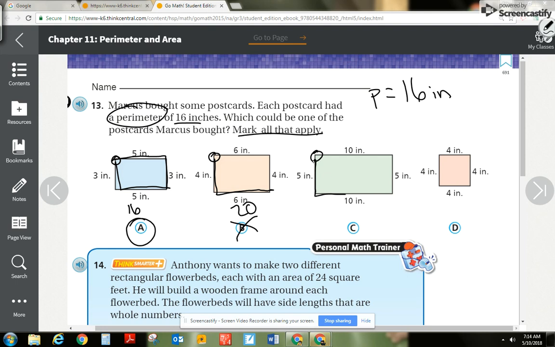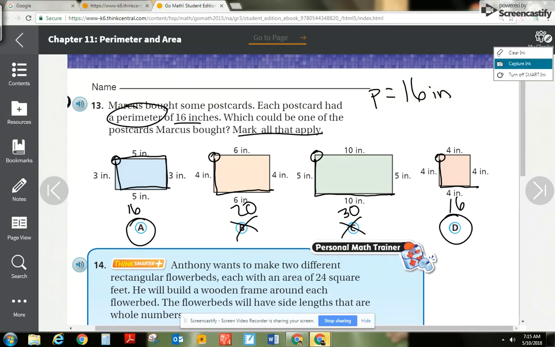5 plus 10 is 15. Well, if one half is 15, the other half is 15. 15 plus 15 is 30. That's not it either. Last figure. 4 plus 4 is 8. If one half of the rectangle is 8, the other half of the rectangle, or in this case a square, is also 8. So 8 plus 8 is 16. So D is correct. So it's A and D.